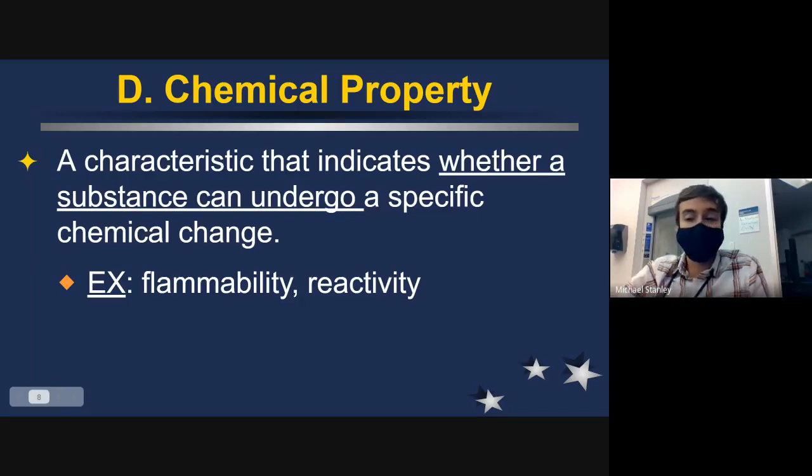All right, got some great questions and some great points so far. Anybody have any more questions or anything that they want to ask about chemical properties or chemical changes, turning one set of substances into something new?